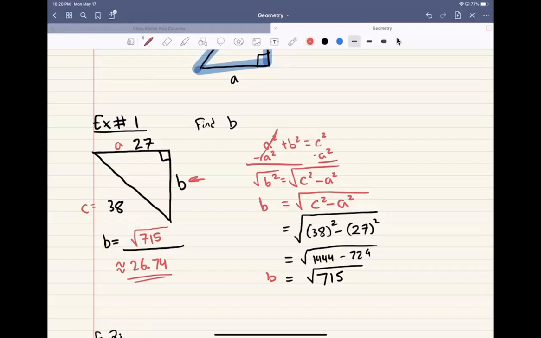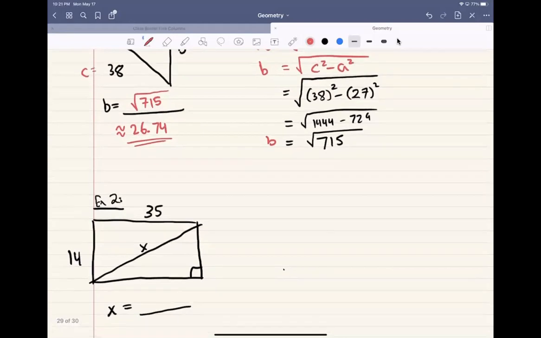Okay, and that's our answer. That's what we do when we find B. All right, and now we're just going to go over to example 2. If I went too fast, take a moment, rewind the video, and try to understand what's going on slowly, step by step.